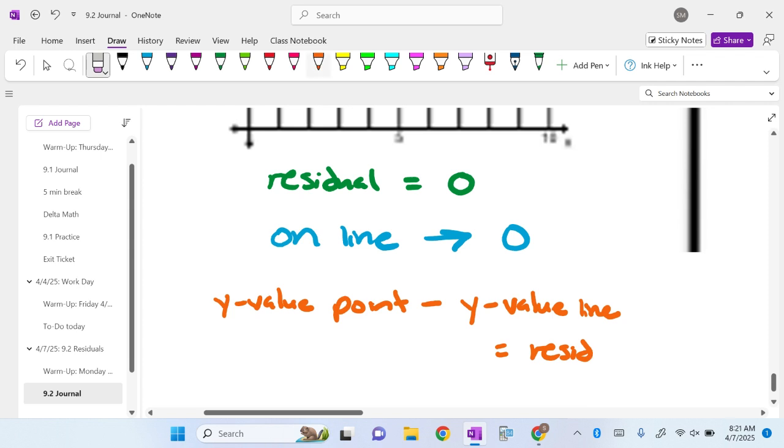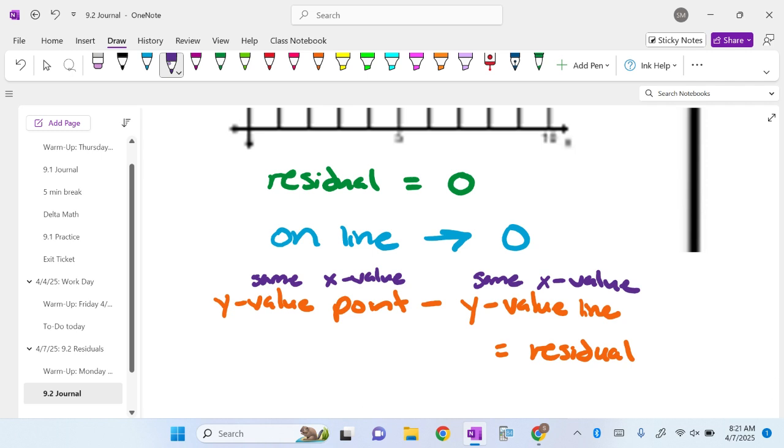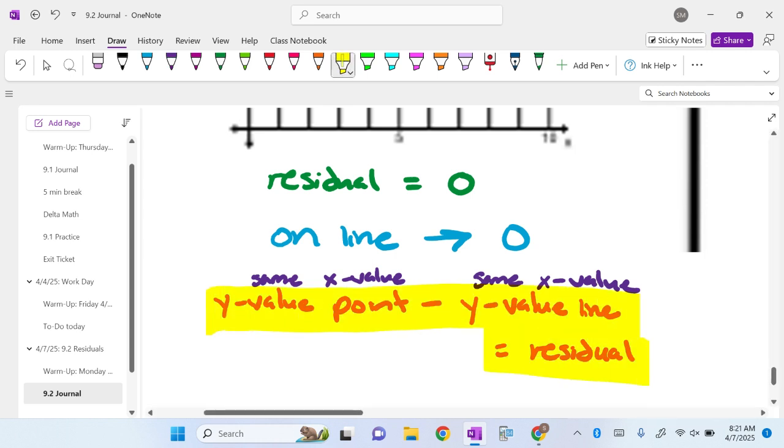And by the way, the y values of the point and line should both have the same x value. So the point has the same x value as the line. The y values are the only thing that's different, we hope. Otherwise, it's just 0. So y value of the point minus the y value of the line, but they have to have the same x value. That's the formula right here. So you might want to highlight it because that's the how-to-do-it-by-hand.